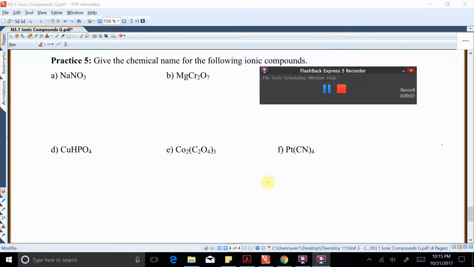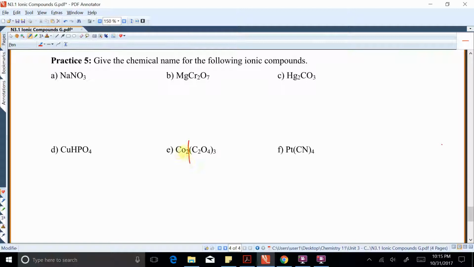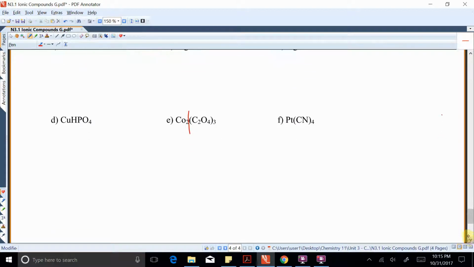Alright, so the next thing that we're going to do is give the chemical name for some ionic compounds that happen to have polyatomic ions involved. First thing, we're going to try to split them into the various ions. This one is pretty easy actually because you've got a metal and then you have your polyatomic ion. So it's very clear to see. Your polyatomic ion is within brackets, and we can just go back.